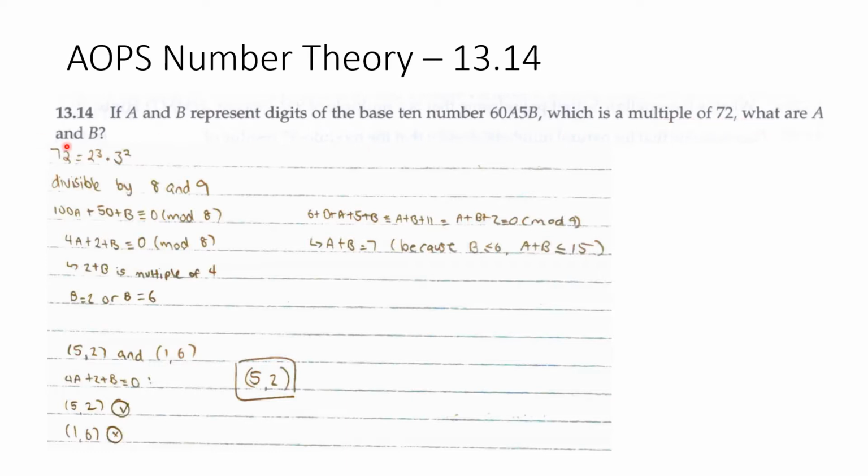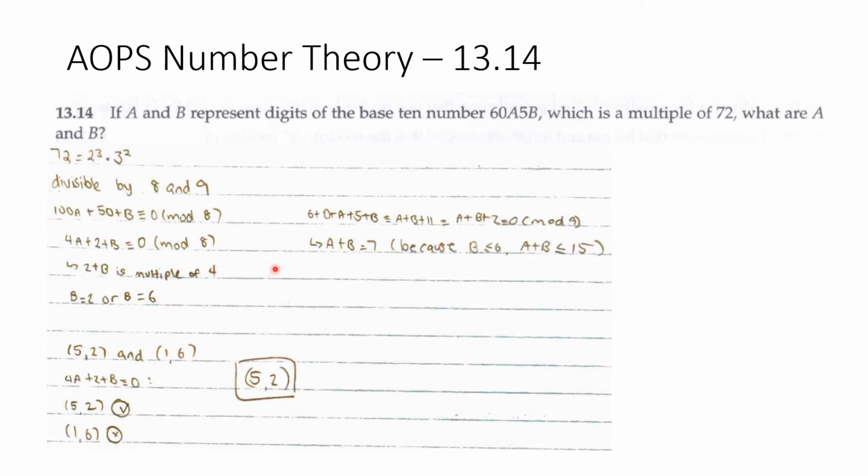So 72 is prime factorized into 2 to the power of 3 times 3 to the power of 2. Since 2 to the power of 3 is 8 and 3 to the power of 2 is 9, that means it's divisible by 8 and 9. So 100A plus 50 plus B is congruent to 0 in modulo 8, because the divisibility rule for 8 is the last 3 digits. So that means 4A plus 2 plus B is congruent to 0 in modulo 8, which means 2 plus B is a multiple of 4. So B is equal to 2 or B is equal to 6.